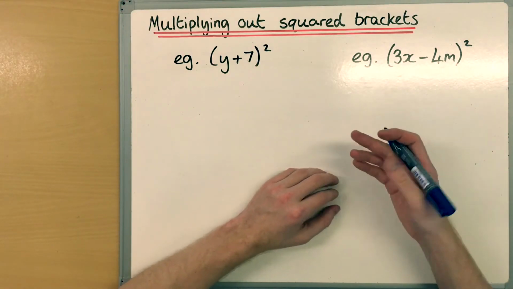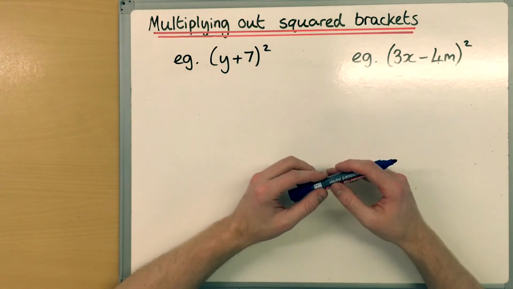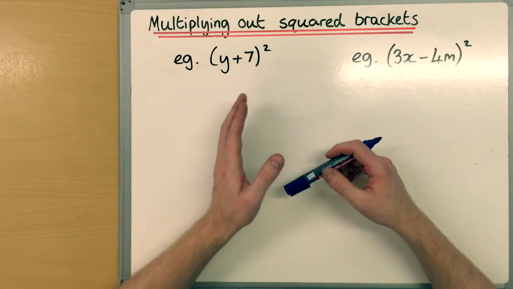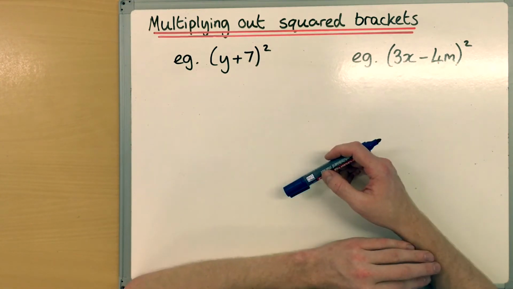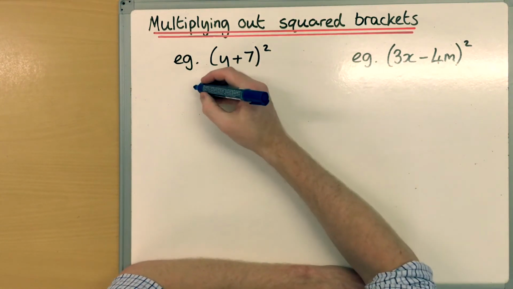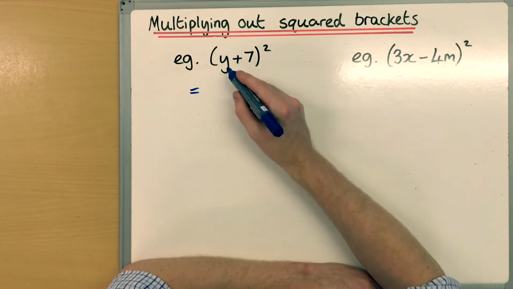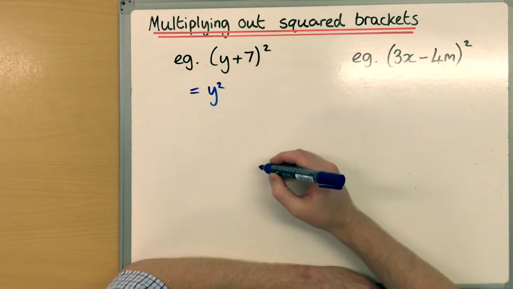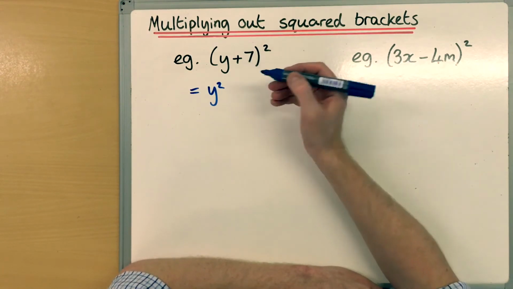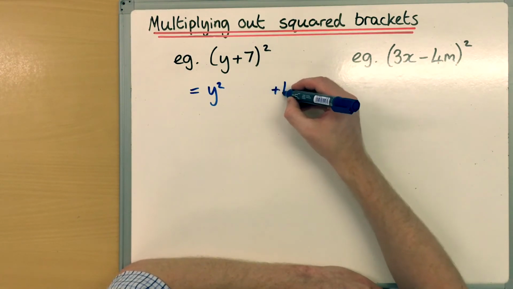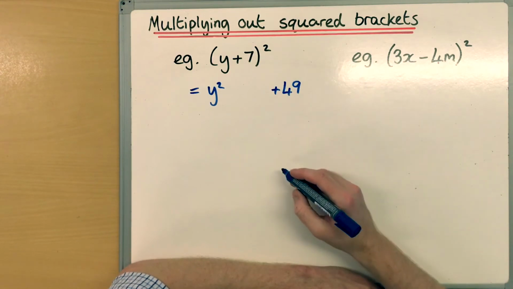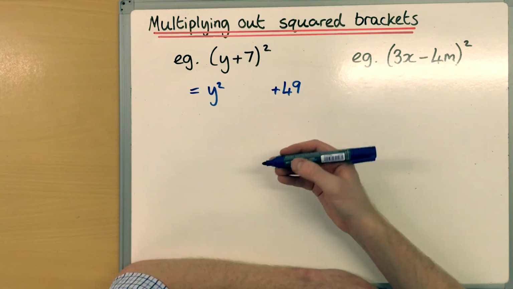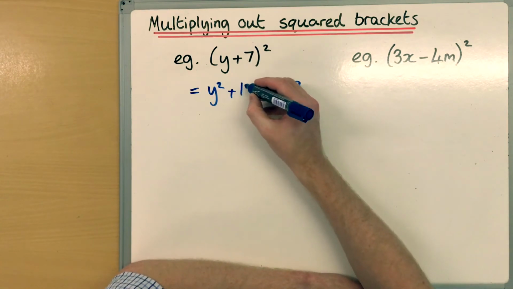So that's the technique. You can try it for yourself. Pick a few brackets, square them using FOIL, square them using that technique, and you'll end up with the same answer every time. So let's just double check with these two here how that works really quickly. For the first bracket, we're going to take the first term, y, square it, gives us y squared. We're going to take the second term, plus 7, square it, gives us plus 49. And for the middle term, we're going to multiply y by 7, gives us 7y, double it will give us plus 14y.